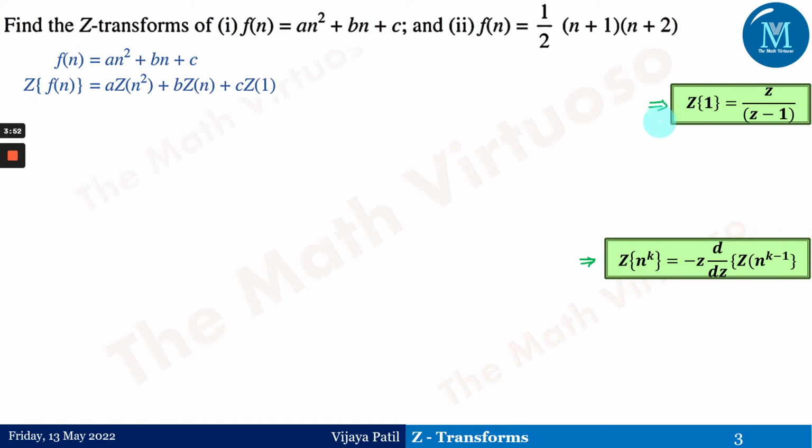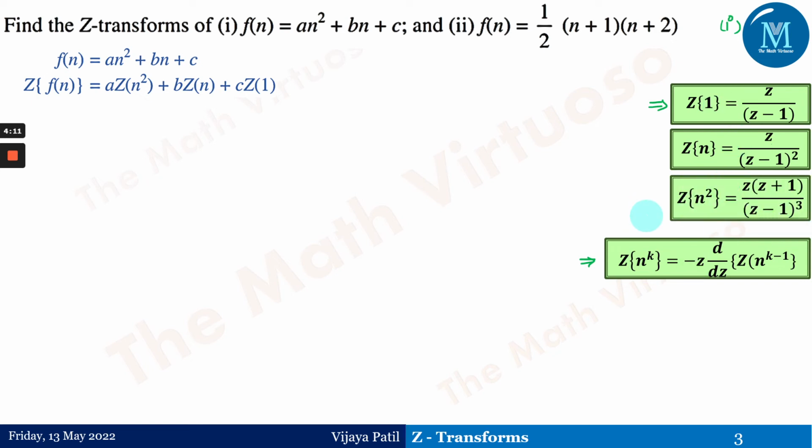This is also a recurrence relation, we can check it here, and because of this we can easily proceed. We know that the Z transform of 1 is z upon z minus 1. Then, moving with this recurrence formula as we have already seen, the Z transform of n is z upon z minus 1 the whole square. Please go to the I button for the session which we have already taken. And therefore the Z transform of n square is z into z plus 1 upon z minus 1 the whole cube.